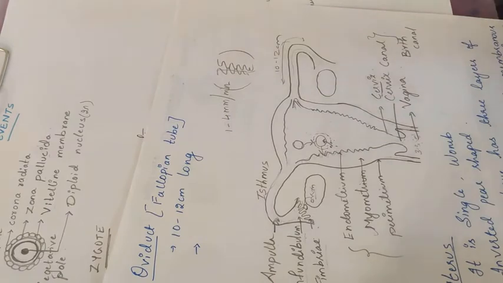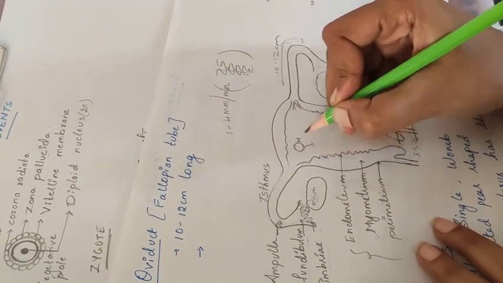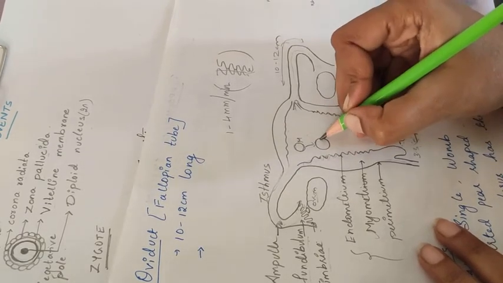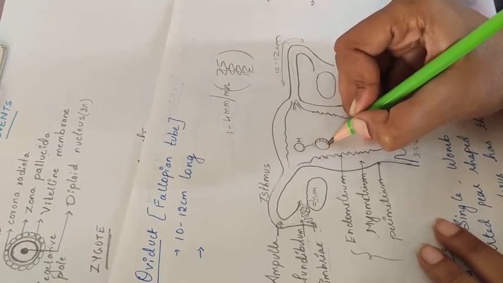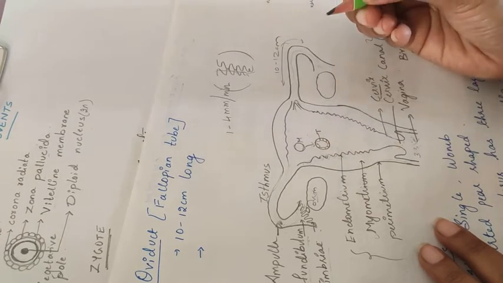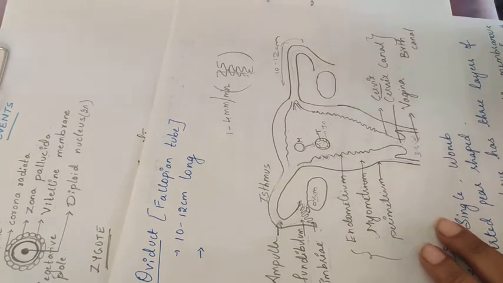blastula. So this is from morula. It has been converted into blastocyst. The outer region here, we called it the trophoblast, and the inner mass you called the inner mass cells.